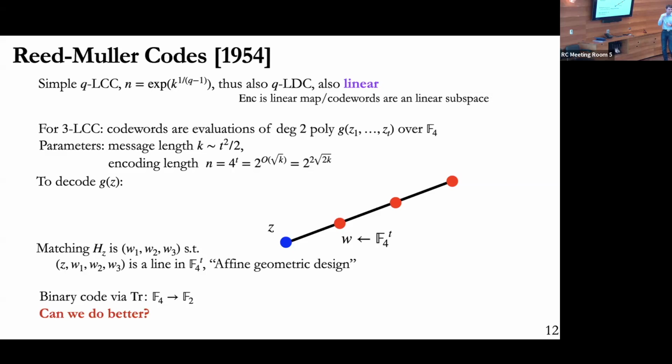Okay, so the question I want to ask is, can we do better than Reed-Muller codes? Okay, so give us some family of codes. I gave you the example for q equals 3, but you can imagine for larger q, I picked degree q minus 1 polynomials, and it all works out.